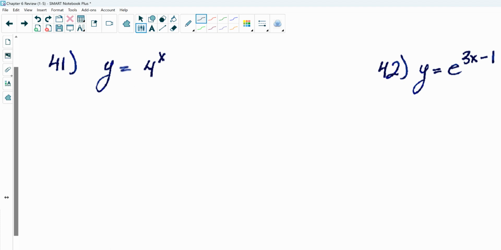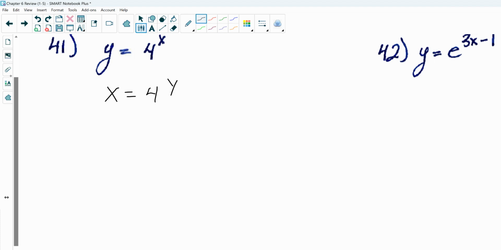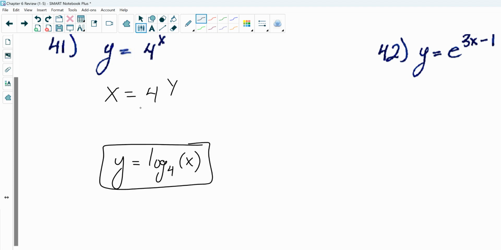Now, whenever we find the inverse, the first thing we need to do is switch the x and y. So for 41, we get x is equal to 4 to the y. Now, if it starts in exponential, like this one here, we're going to end up in logarithmic. So we need to change it to logarithmic form, which will tell us that y is equal to log base 4 of x. And that's our answer.